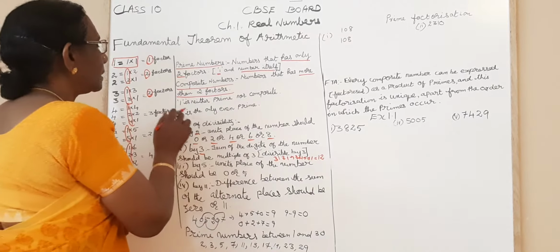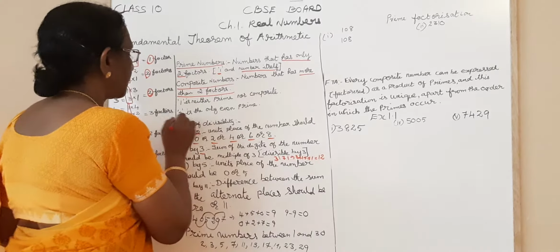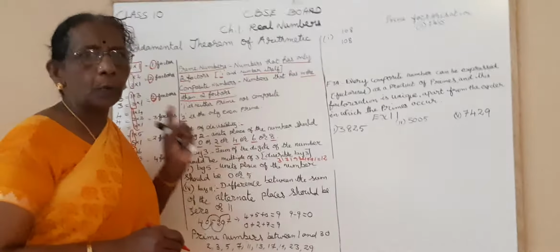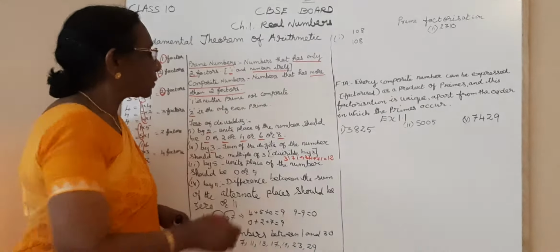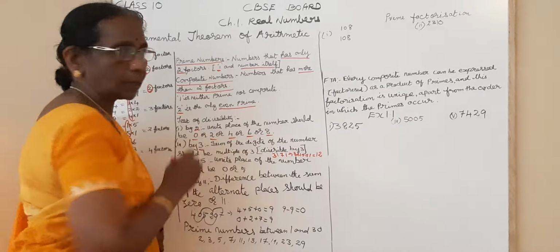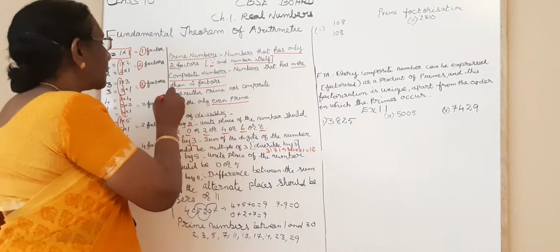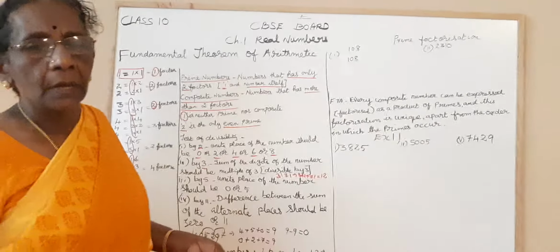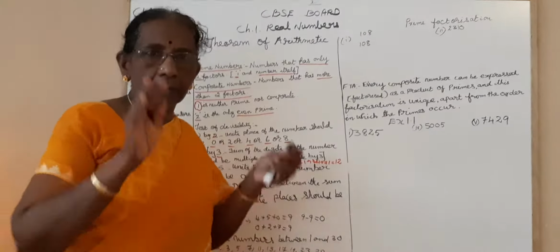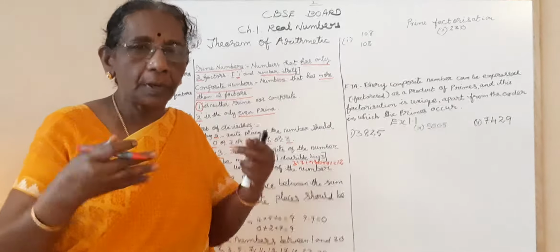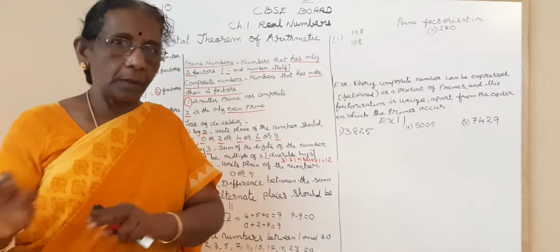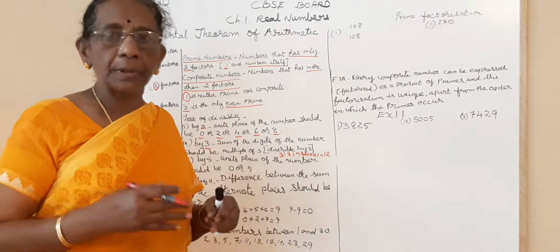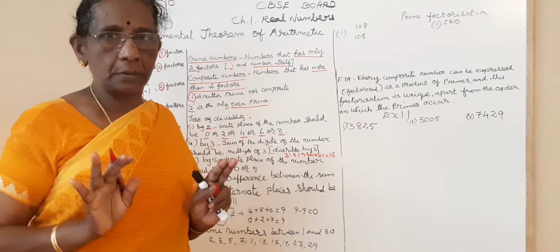So what is the least prime number? 2 is the least prime. And at the same time, it is the only even number that is prime. So it has got a special name, even prime. And please, 1 is neither prime nor composite. When you are taking the prime numbers, 1 does not come there. Okay, so 1 is neither prime nor composite.